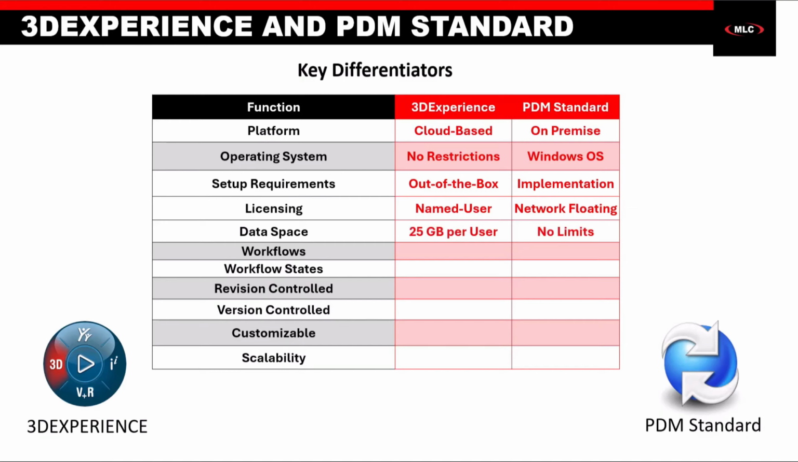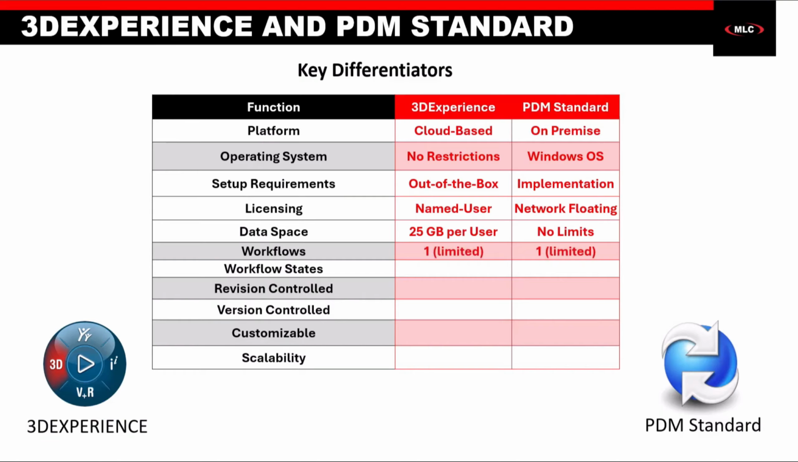Now, data space, there's 25 gigabytes per user with 3D Experience. Really, all that means is the more people you have using your 3D Experience tenant, the more space you get. If you have 2 users, you get 50 gigabytes. You have 3 users, you get 75. PDM, you're not limited on a software level. You're going to be limited on how big your hard drive is or how much space you physically have available.